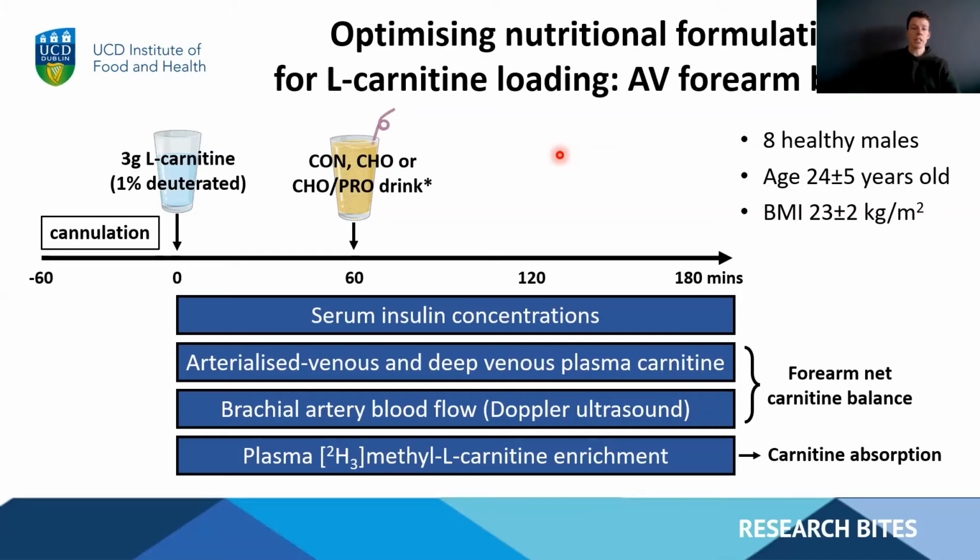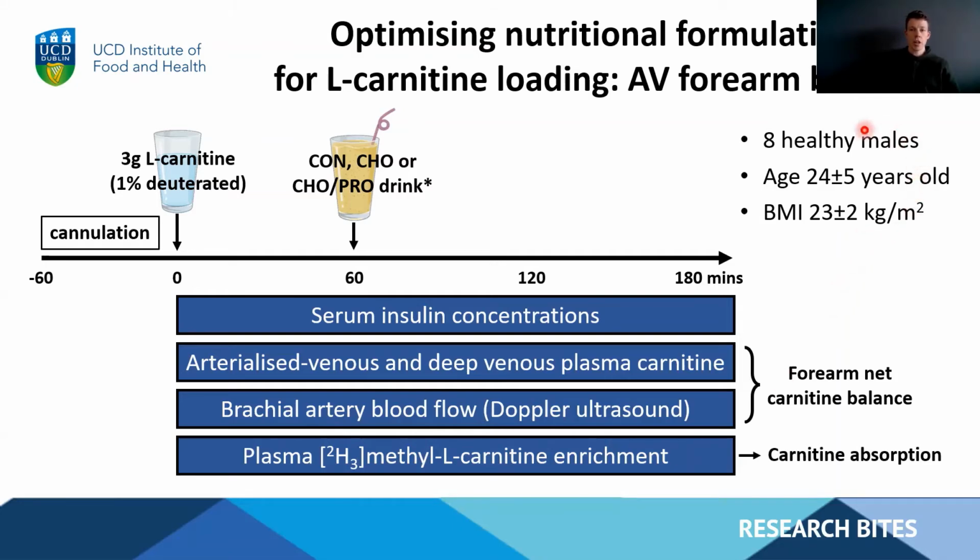And combining this with a measurement of brachial artery flow using the ultrasound, you can get a handle on the actual carnitine balance across the forearm muscle. So it will tell you, is carnitine being taken up or released by the muscle. And we additionally combined this with the use of an isotopically labeled carnitine tracer, so a deuterated carnitine metabolite. And this will tell us about the absorption kinetics of carnitine.